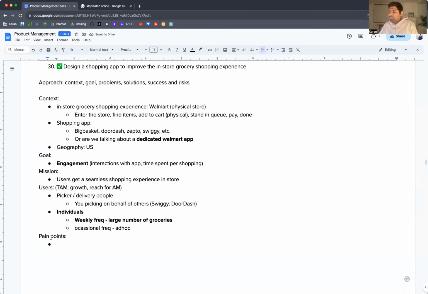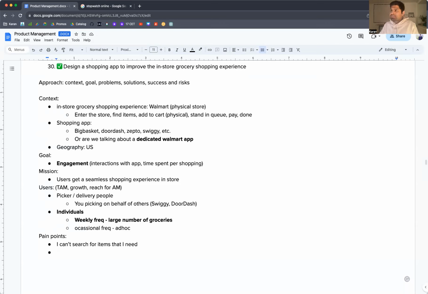Now let's look at the pain points. So the first pain point that I can probably think of is I can't search for items that I need. Because Walmart is such a big departmental store, there would be so many aisles, it would essentially be a huge area. I just want to find my items on my list fast.